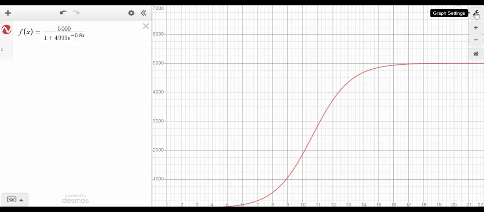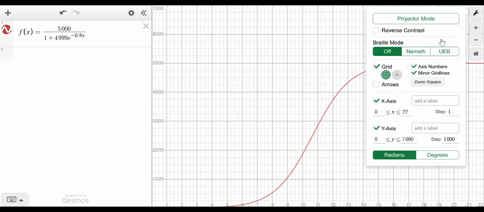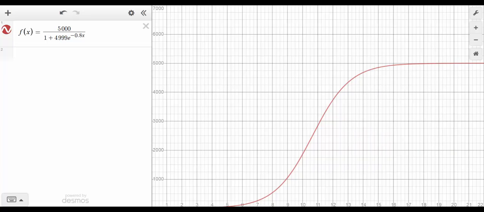Notice I came over here and I went to this little wrench, and notice the y goes from 0 to 7,000. Because the carrying capacity is 5,000, I wanted to be sure I captured that part. And then I just set the x from 0 to 22, like that. Now, this is what the curve looks like.